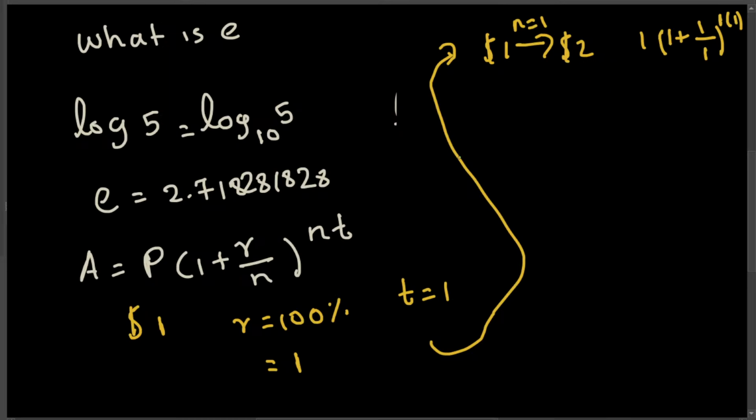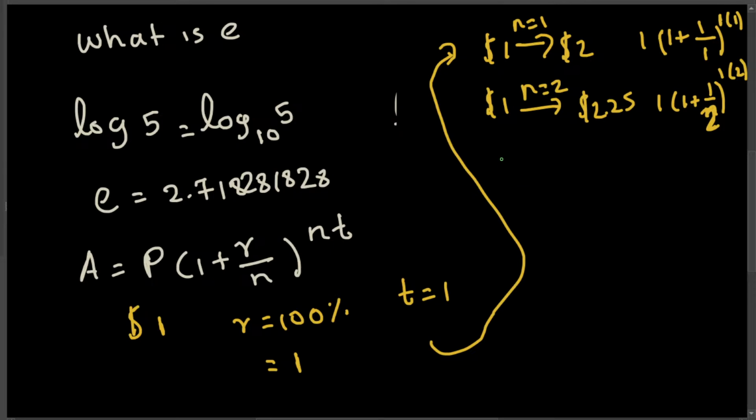Now let's try this one. $1 is the principal amount, the number of times compounded per year is 2, and what's the final amount? Again, you can plug it into this equation. This is going to be 1 times 1 plus 1 over n, to the power 1 times n. Here we know n, that is 2, so 1 times 2 here as well. If you calculate this one, you're going to get 2.25.